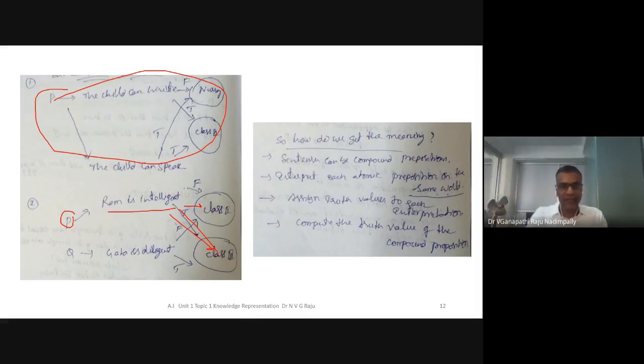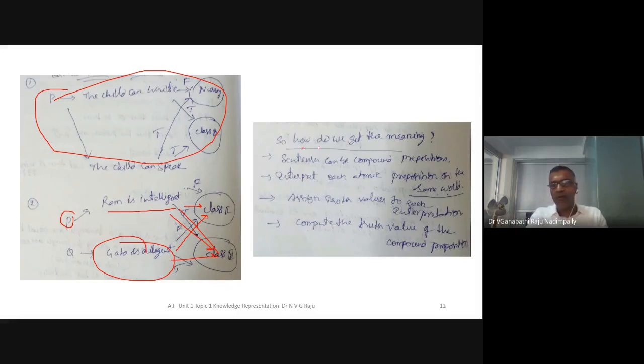What I mean to say is that the same proposition will act in one way in one world, and in another way in another world. That is my intention to teach. Geeta is diligent in class 3 and she is diligent in class 2. That means every sentence will behave in one way in one world, in another way in another world. That's it.